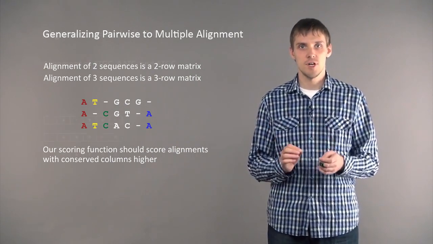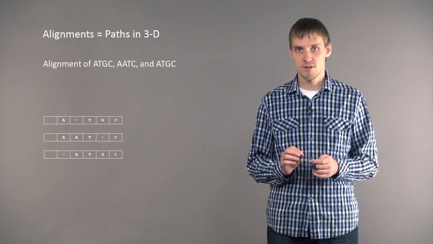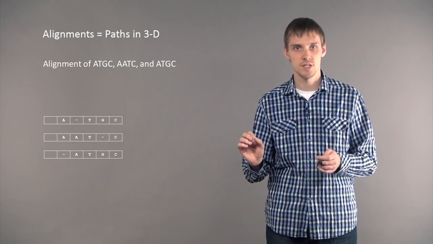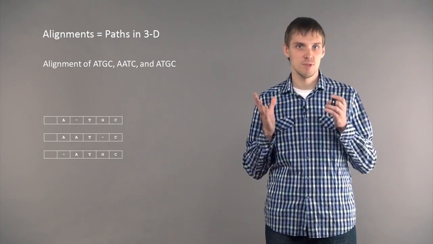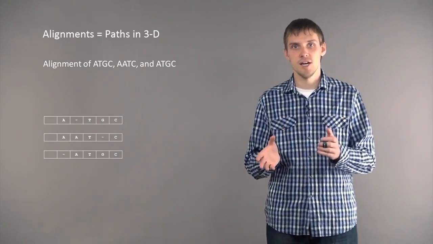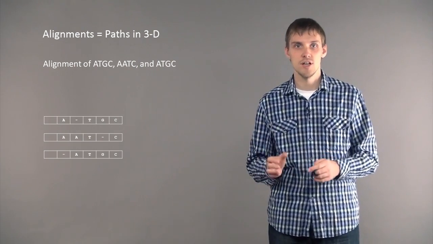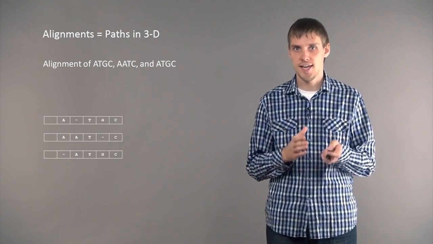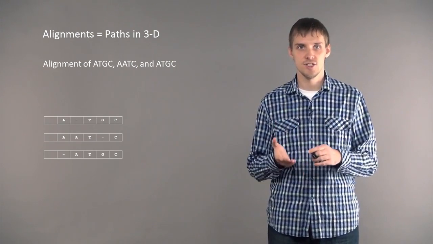Our pairwise alignment was a path in a two-dimensional Manhattan grid. And alignment between three sequences is actually a path in a three-dimensional grid. For example, let's take a look at the alignment of ATGC, AATC, and ATGC.